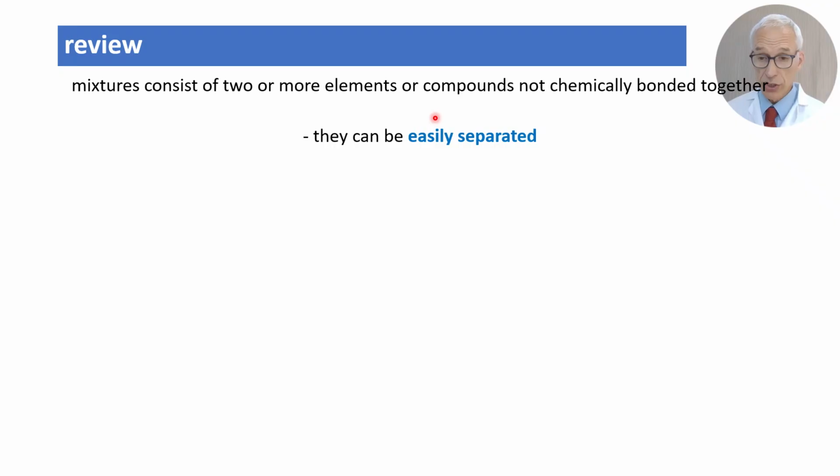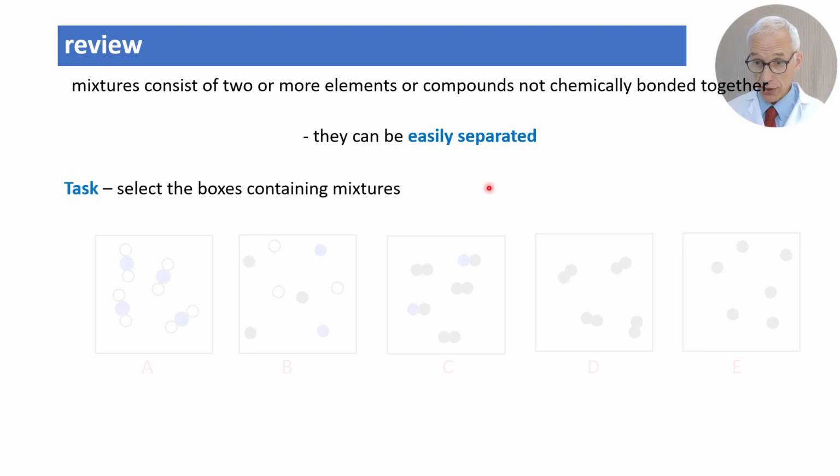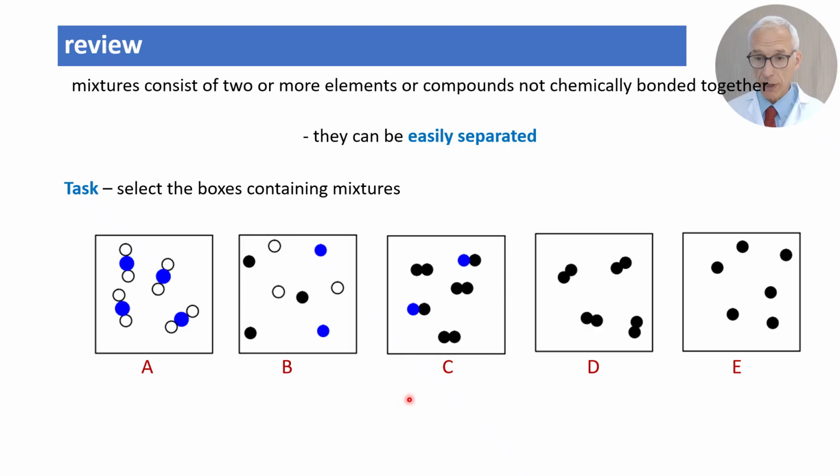So mixtures contain two or more elements or compounds, but they're not chemically combined. That is, they can be easily separated. So here's the task. Here are 5 boxes. Which of those contain mixtures? Stop, come back when you've made your choices.